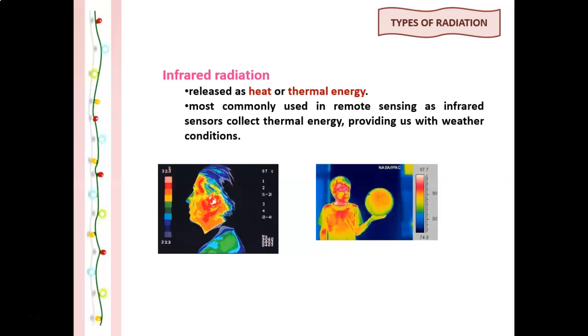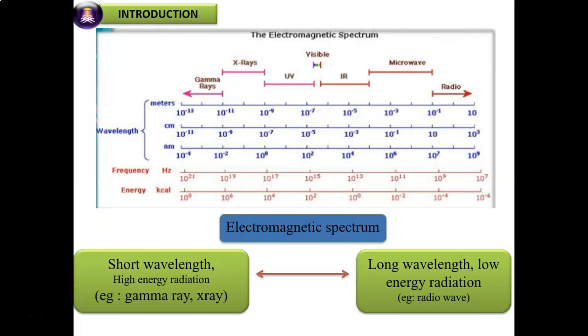Okay, this one is the electromagnetic spectrum again. So short wavelength will produce high energy radiation, for example, in gamma rays and X-rays. And long wavelength will produce low energy radiation, for example, in the radio wave. And this one on the right is the long wavelength with low energy radiation, and the one on the left is the short wavelength with high energy radiation.